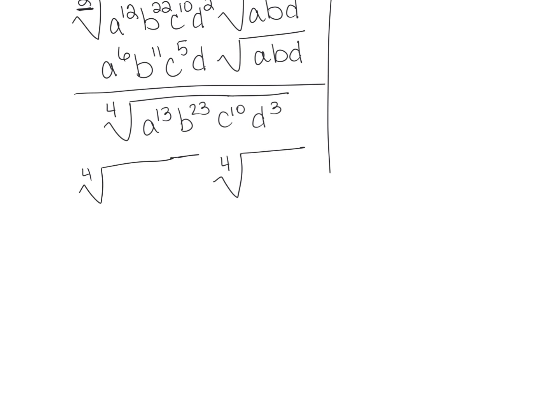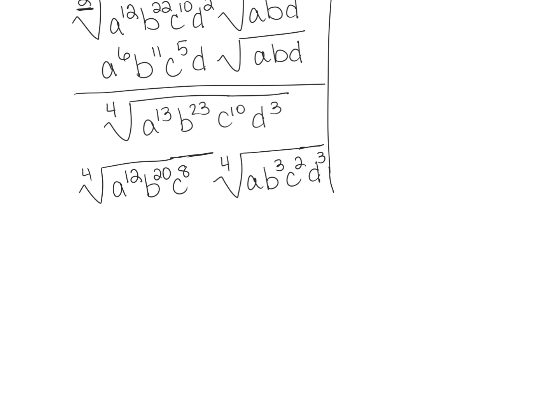So as you look at a to the 13th, what you have to do is figure out, well, 4 won't go into 13, but 4 will divide into 12. So if I have 12 of my a's there, I've got 1 in this leftover section. All right, 4 won't go into 23, but 4 will go into the number 20. So that means I have 3 extras over here. C to the 10th, all right, 4 won't go into 10, but it will go into 8. So there are 2 that don't work. And then D to the 3rd, 4 can't go into 3 at all. So all of those are going to be on that side.